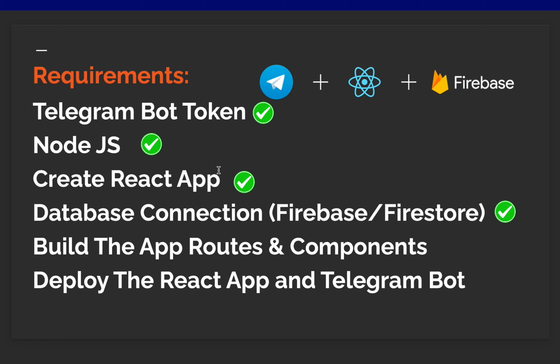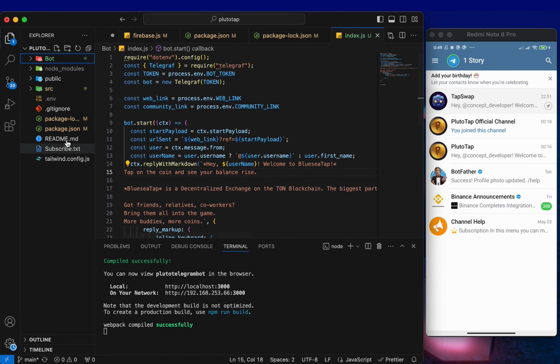After your database is ready, then you can proceed to create app routes and components for your app. After building all the features you need, you can then proceed to deploy your React app and your Telegram bots separately, so you can be able to handle them efficiently while they are on live servers. So let me now open my VS Code and show you what we are building today.